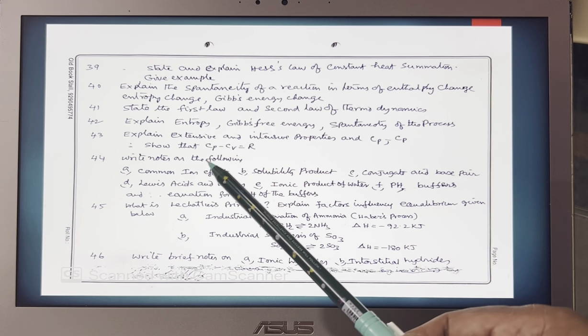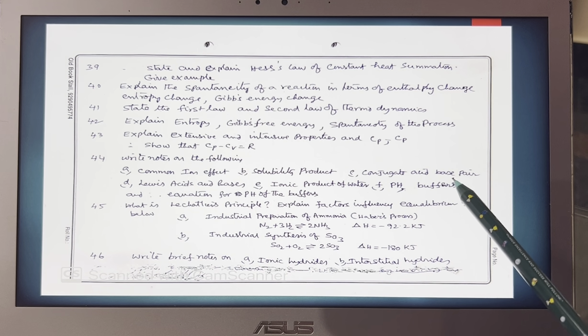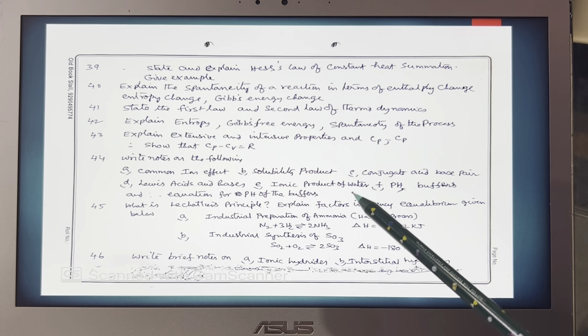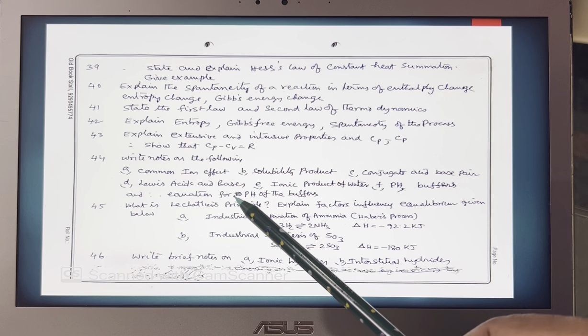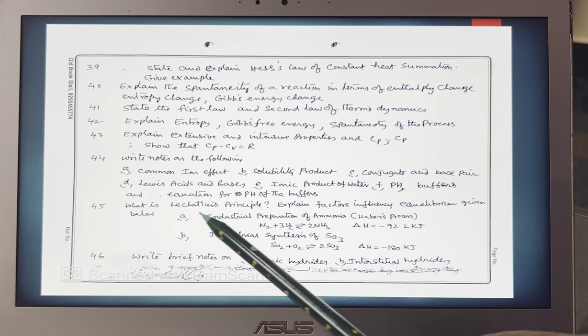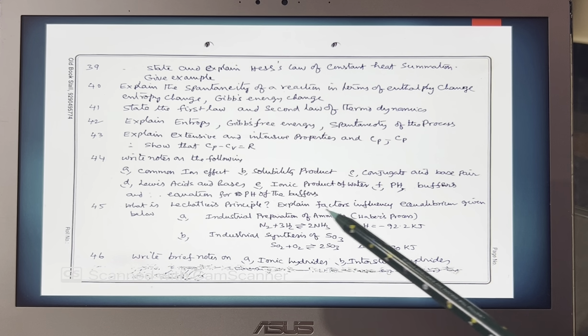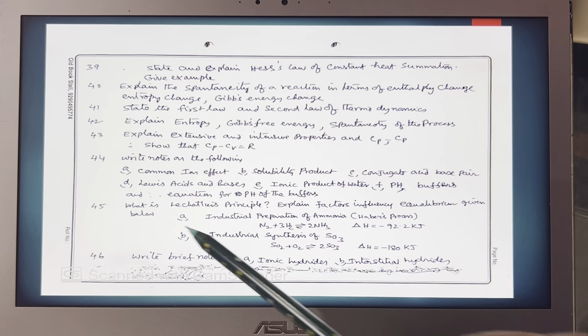Write notes on the following: common ion effect, solubility product, conjugate acid base pair, Lewis acids and bases, ion product of water, pH, buffer, and equation for pH of the buffer. What is the Le Chatelier principle? Explain the factors influencing the equilibrium given below.